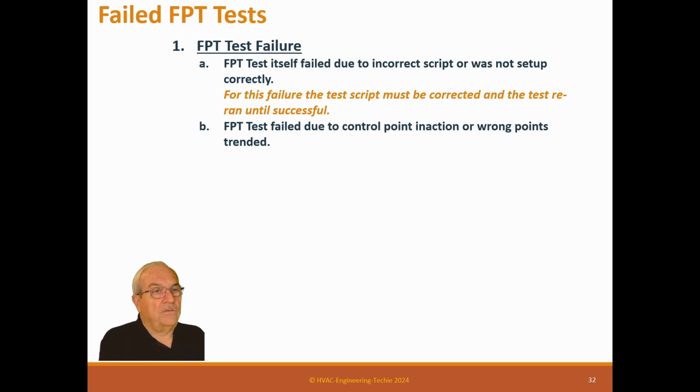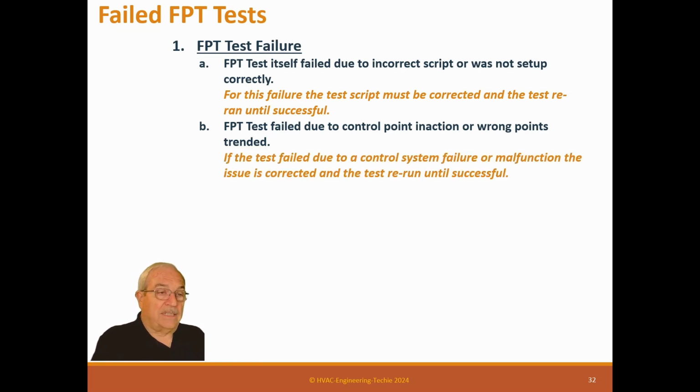Functional tests failed due to control point interaction or inaction or wrong points trended. This is the control contractor's problem, and then it's got to be done again. Your script may be right, but he's going to have to do that test again.